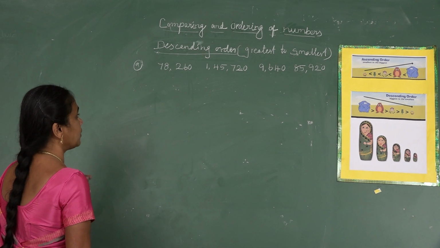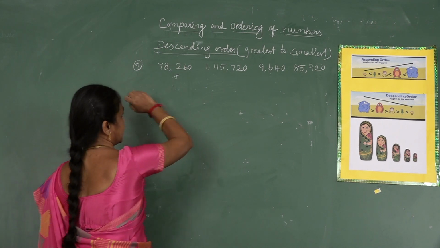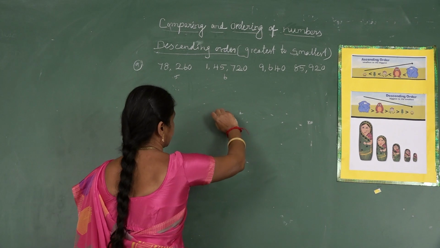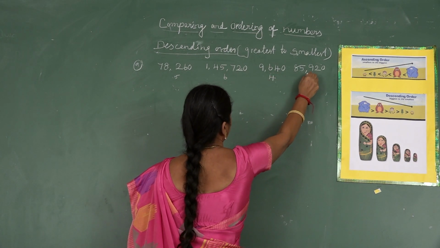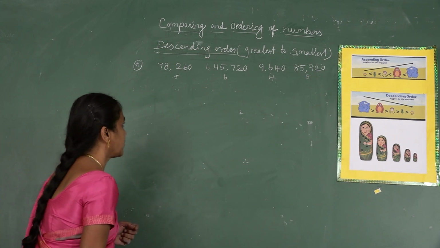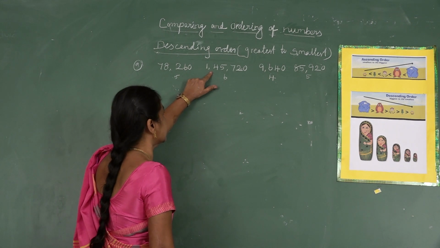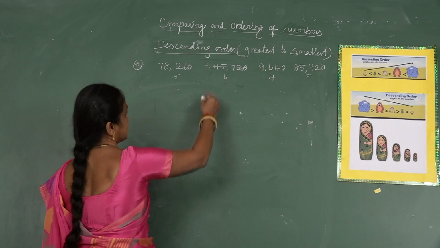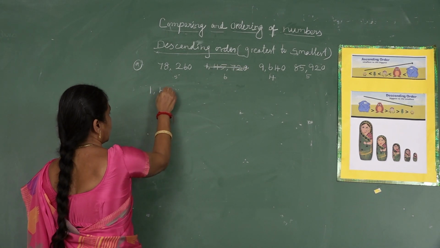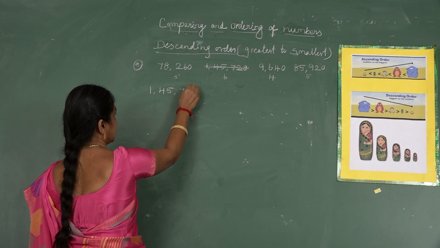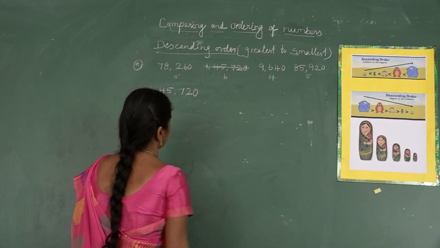First we count the number of digits. This number has 5 digits. This number has 6 digits. This number has 4 digits. This number has 5 digits. The number with more digits is greater. First we write 1,45,720. Now we have 3 numbers.